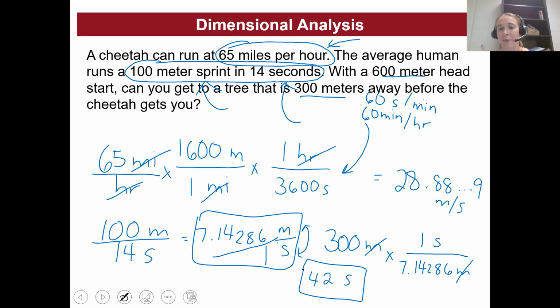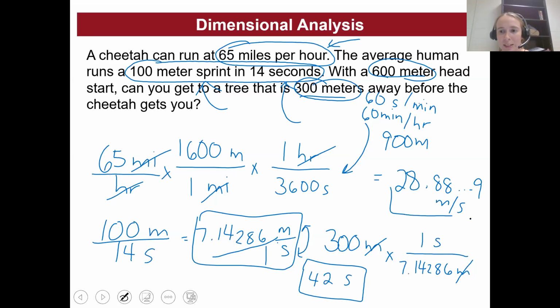Let's see how fast the cheetah can get to the tree. So note that the cheetah is 600 meters behind you. So the cheetah has to go that 600 meters and 300 meters more to get to the tree. So if the cheetah gets to the tree before we get to the tree, that means the cheetah is going to get to us before we get to the tree. All right, so let's see how long it takes the cheetah to get to the tree. So the cheetah is going 900 meters, 600 plus 300.